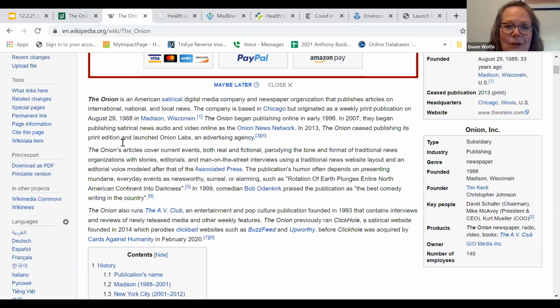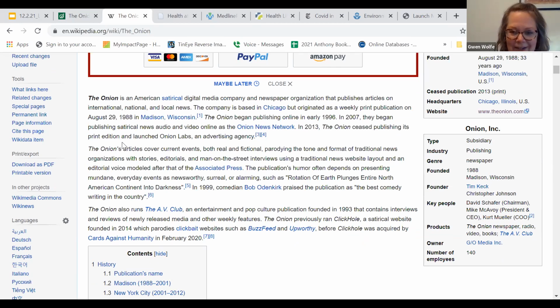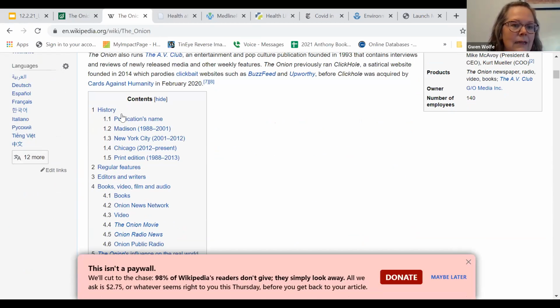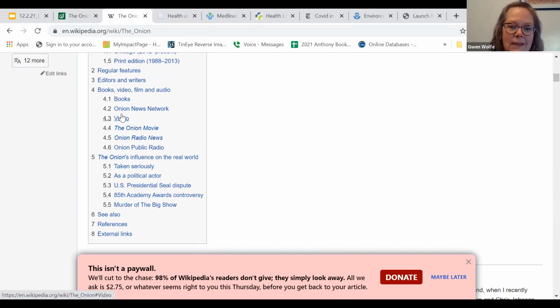And they have been around for a long time. They used to be in print, now they're online. But you get the picture that we can do a quick search and find basic information about who owns this media company, what they're about. We can look at the contents and see the history, look at any other publications that they offer, and do a quick deep dive on this website.